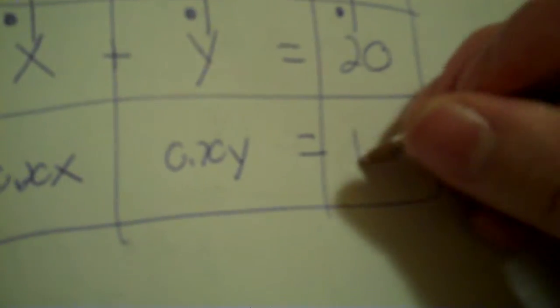So 0.20 times x, 0.20x. 0.70 times y, 0.70y, and 0.50 times 20 is 10. And there's your other equation. So these are your 2 equations we will be working with. Now we stack them and turn it into a normal problem.